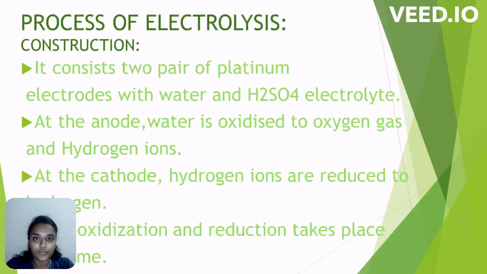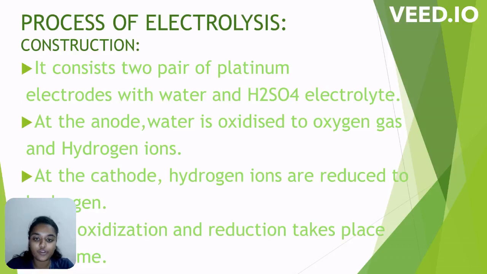Now, let us see the process of electrolysis. The construction of the electrolysis process: it consists of two platinum electrodes with water and H2SO4 electrolyte. At the anode, water is oxidized to oxygen gas and hydrogen ions. At the cathode, hydrogen ions are reduced to hydrogen. Both oxidation and reduction take place at a time.